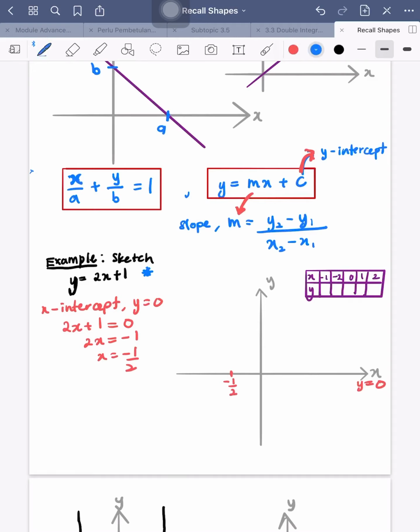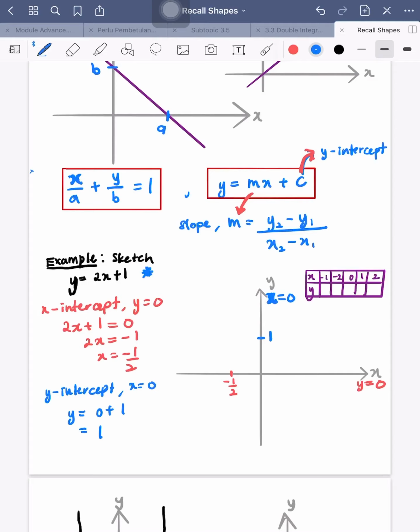Okay, next we find the y-intercept. Y-intercept is where x equal to 0. Along the y-axis, x equal to 0. Okay, when x equal to 0, put it into your original equation. So y equal to 2 times 0, which is 0, plus 1. So you will get 1. So the value is 1.